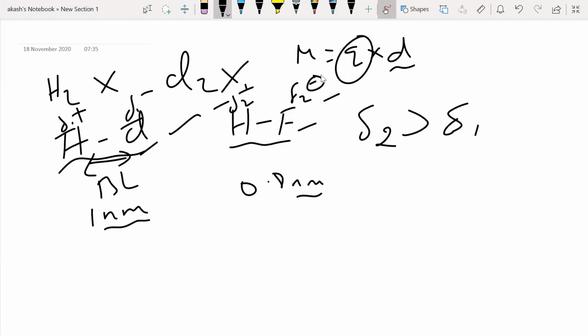Because fluorine is more electronegative than chlorine, the charge separation is going to be more towards fluorine and less towards hydrogen than in the case of hydrogen and chlorine. So obviously HF will have more dipole moment than HCl. This is understood. Okay, fine.